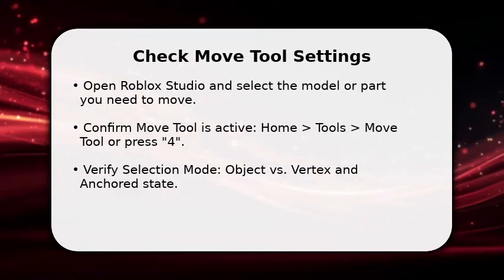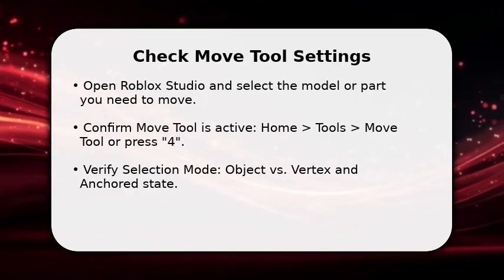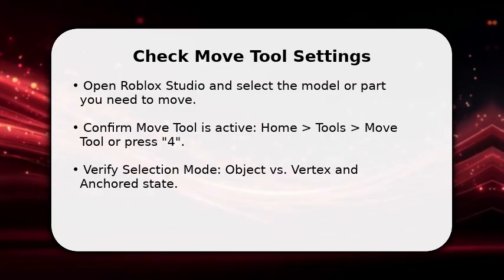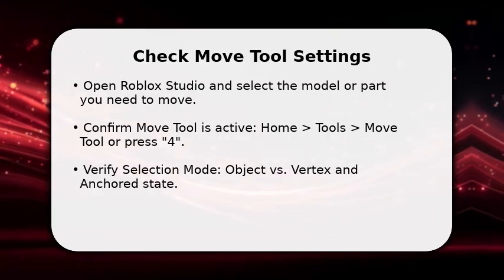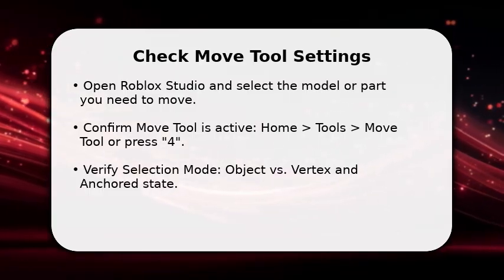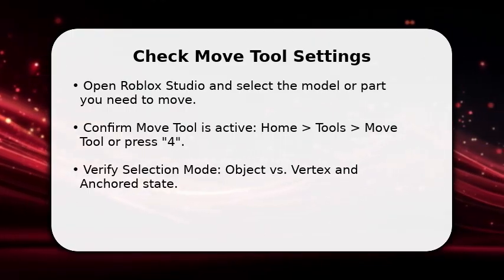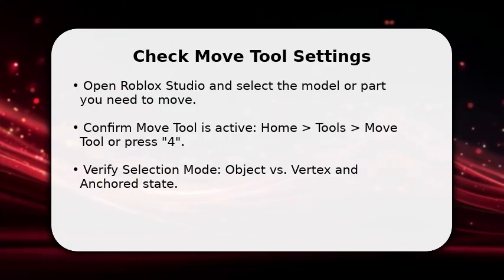You start by confirming the Move tool and selection context are correct. Open Roblox Studio, select the object, and enable the Move tool now. This avoids later confusion. Once done, make sure selection mode is set to object when moving whole parts, not vertex or edge mode, because those change what the tool manipulates.